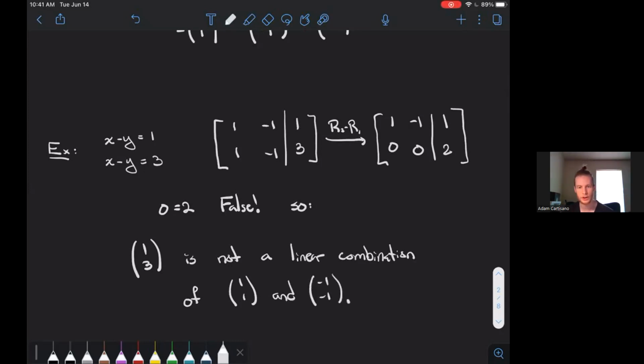That makes sense, because -1, -1 is literally a multiple of 1, 1. So what are you going to do? Add two multiples of the same vector together to get something that's clearly not a multiple of either one. That'll never happen. And this theorem 2.4 combined with the augmented matrix is a much cleaner way of saying that. Great.